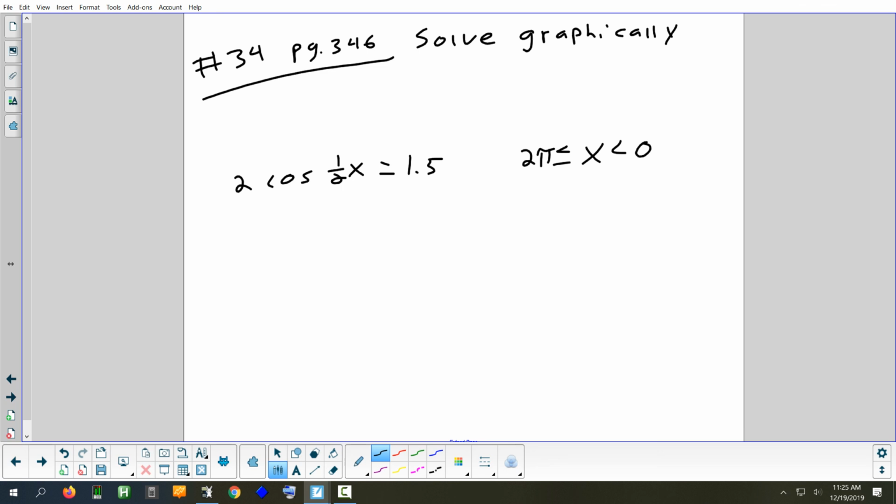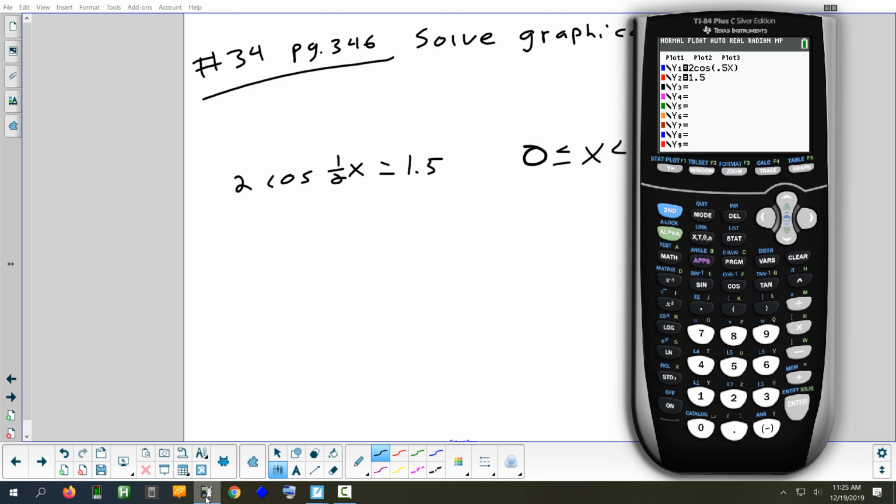And that's impossible. So it should be the same as the other one. Okay, so window's already set. Equation's set. Let's hit graph.